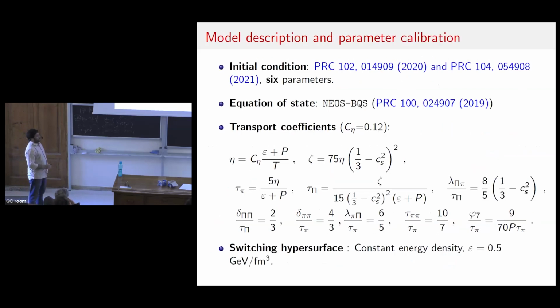Now, in this model, I'll just mention the model description. So the initial condition is from Chunshan's group, who have proposed an initial condition model based on global collision geometry, and the longitudinal profile is constrained by local energy momentum conservation. For the equation of state, we have used NUS BQS, which gives a crossover type transition between QGP and hadrons in the entire T-μ plane.